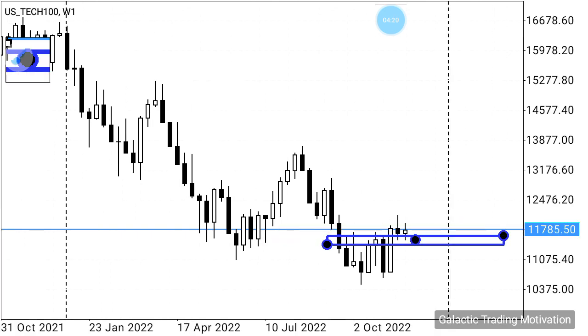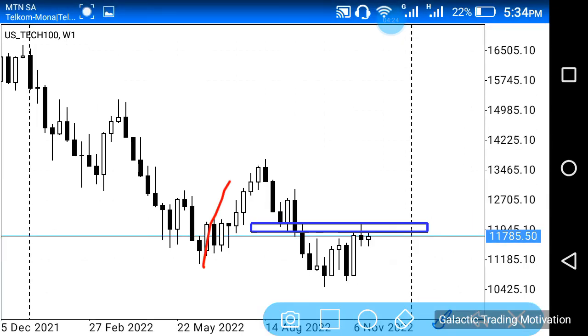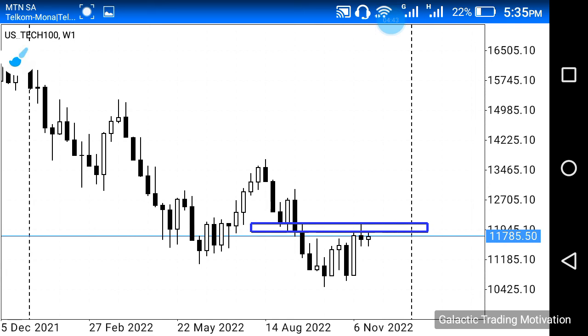Number one, we have that M structure, right, which is over here. Number two, we have the neckline of that M structure being broken to the bottom side. Number three, we have price currently at the neckline of that M structure, retesting it. And number four, we have the neckline aligning with key numbers on the Fibonacci retracement tool, right? So what else do we see guys?